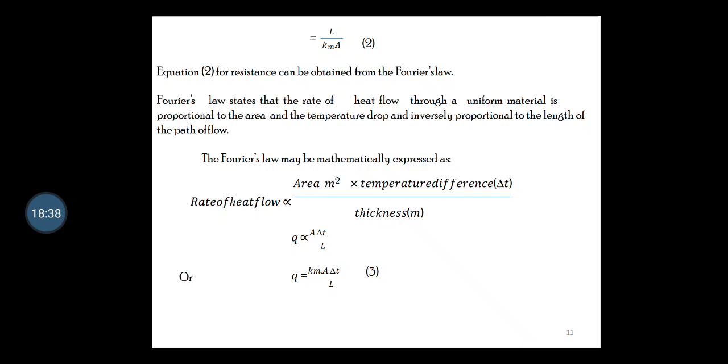Fourier's law states that the rate of heat flow through a uniform material is proportional to the area and the temperature drop, and inversely proportional to the length of the flow path. Mathematically, the rate of heat flow is directly proportional to the area times the temperature difference divided by thickness. So small q, the rate of heat flow, is directly proportional to the area A multiplied by delta T, the temperature difference, divided by the thickness L. So your equation would become q = k_m multiplied by A multiplied by delta T upon L. That would be your equation 3.